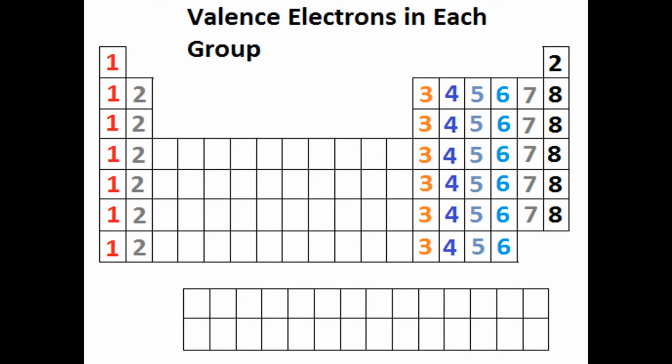So the nice trick is using the periodic table. The first column is going to be 1, second column is 2, skip the transition metals and the special series at the bottom, and go to boron, that'll be 3, 4, 5, 6, 7, 8, and helium is an exception because it only can hold 2. This is something that you're going to have to memorize for the rest of the year and get down, because valence electrons is very, very important.